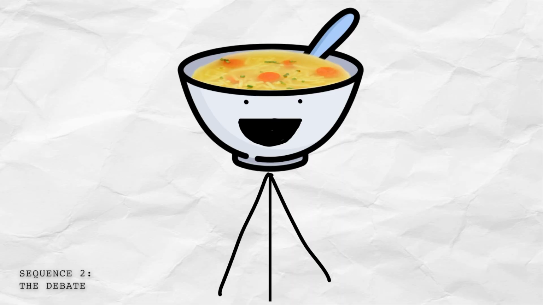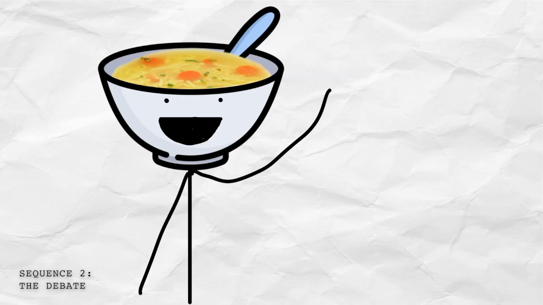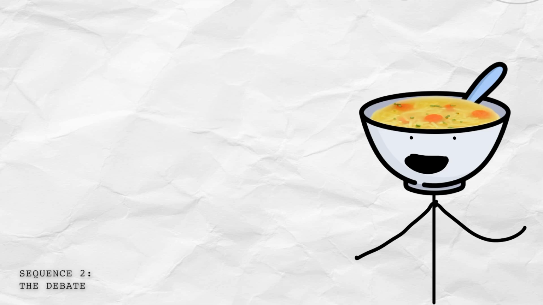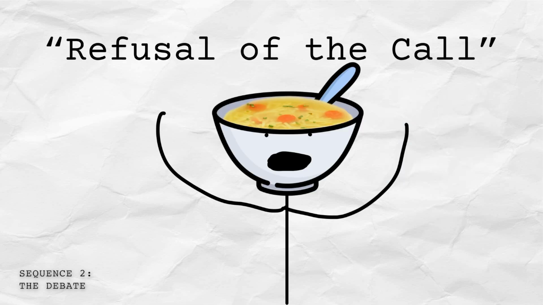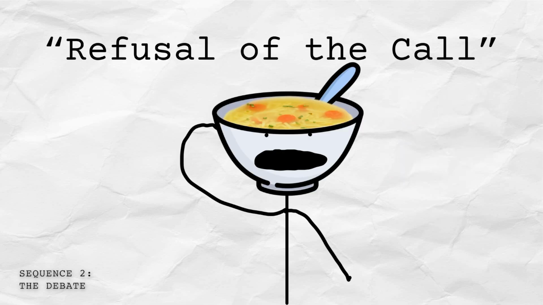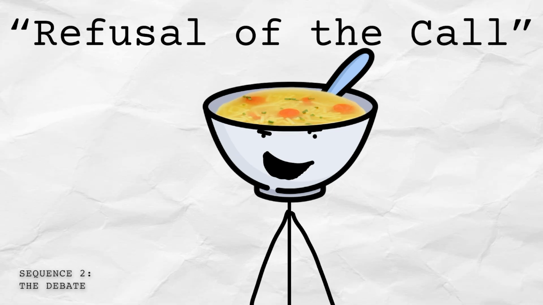Since the inciting incident happens at the end of Sequence 1, this is dealing with the immediate aftermath of that. Now, there's a term called the refusal of the call, which basically states that the hero should always say no to going on the adventure at first. I'm gonna call BS on that.